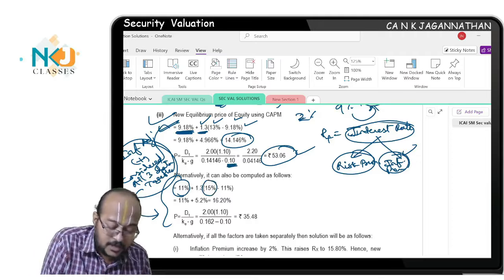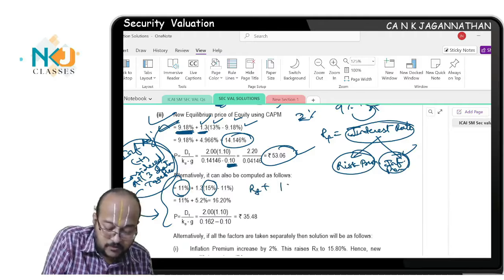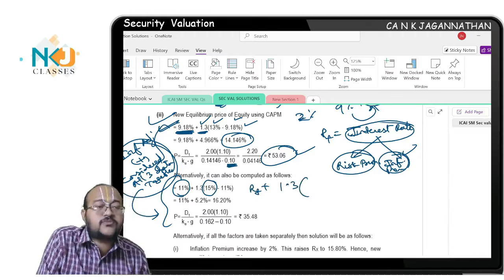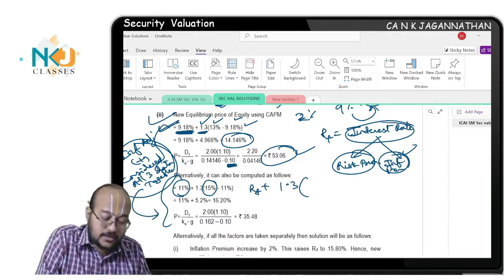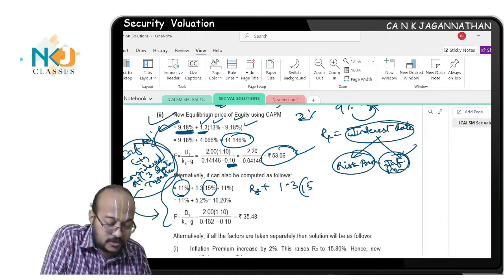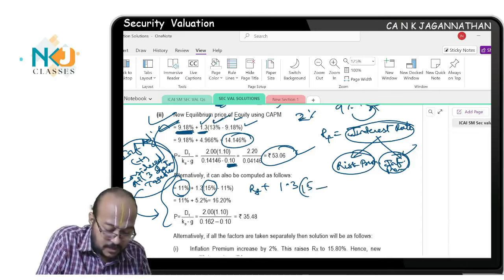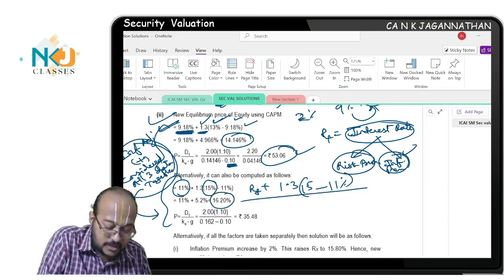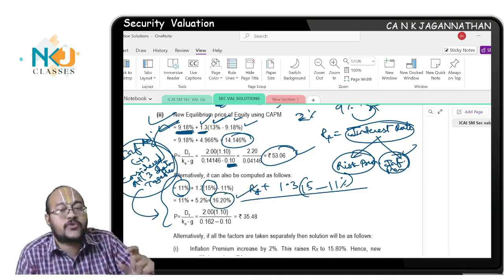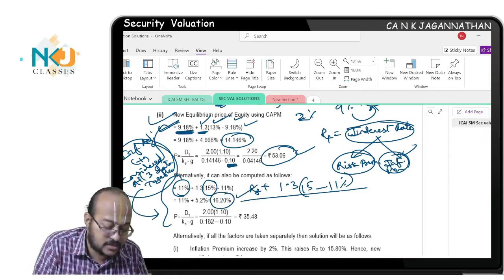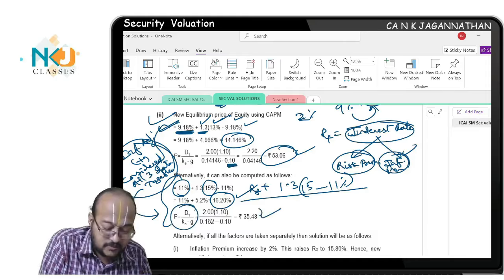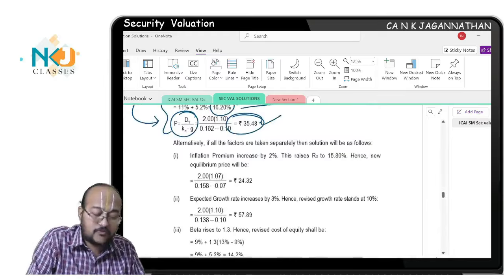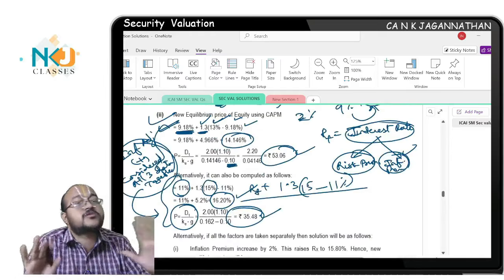Which means 11% RF I adjust, plus 1.3 into RM minus RF. Return of the market also, since inflation is 2% increase, return will also increase. 15% they have assumed from 13% RM, and RF 11% again. Like this they have computed KE. The computation methodology of KE changes, and they found out the new KE as 16.2%. Balance, everything remains same. They found out the value. Are you all understanding different alternative I am explaining? This is first way where cumulatively everything was considered.